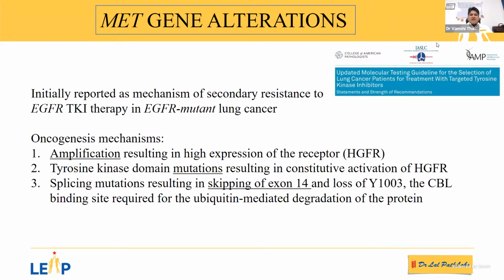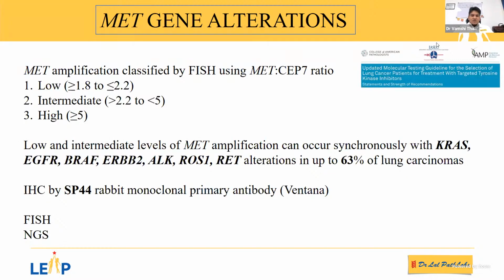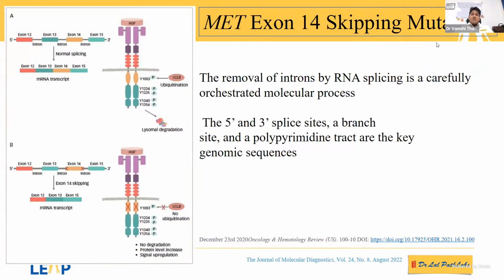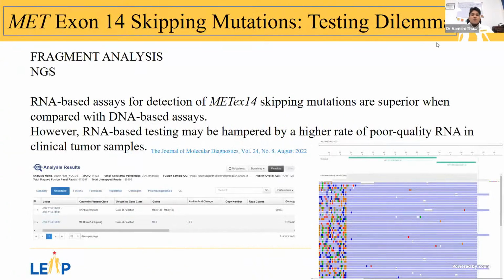Okay, thank you. So MET gene alterations usually are mutations or skipping mutations. MET exon skipping mutations would be covered by my next speaker. However, I would want to say that this is a recent paper which was just released last month, calling for essential considerations of current management of non-small cell lung carcinoma, in which we can see various mutations in the form of SNVs or indels, which delete exon 14. So when exon 14, the juxtamembrane part of this receptor, is deleted, then there is no degradation and there is signal upregulation, which would cause this particular thing.